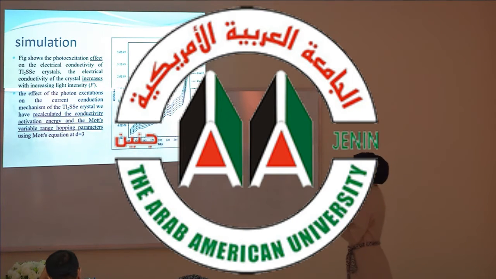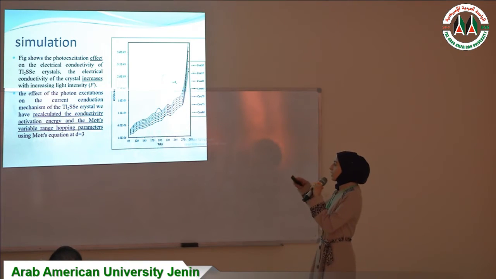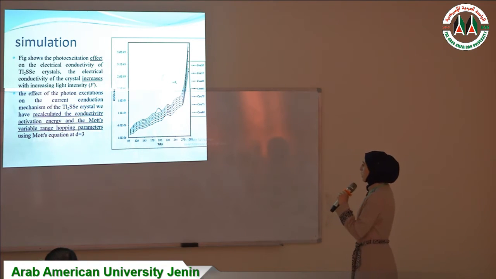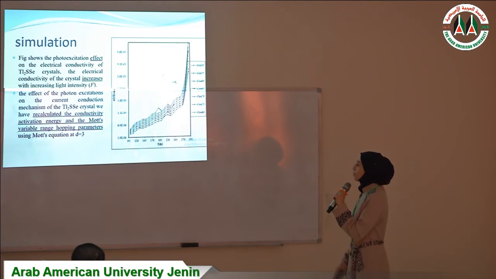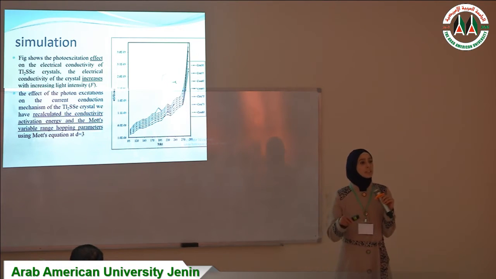In our simulation, we sketch this figure, and here we can observe the effect on the electrical conductivity, which is increasing with increasing light intensity F. So it is the photoexcitation effect on Mott's variable range hopping equation. We have to recalculate the parameters of Mott's variable range hopping, and we are using the dimension D equal to 3.